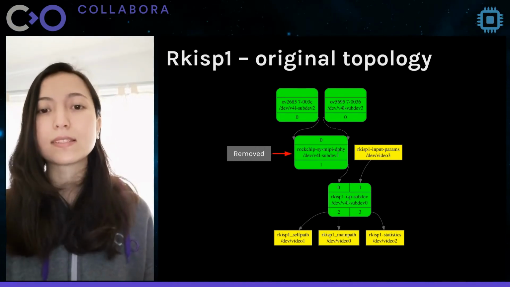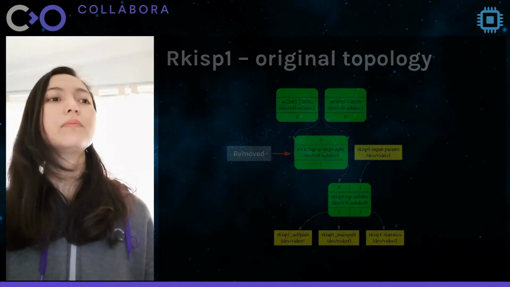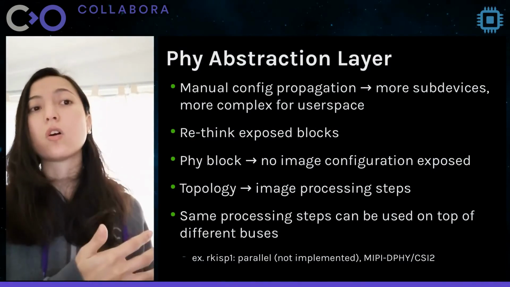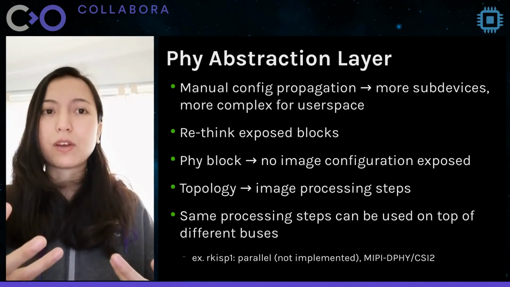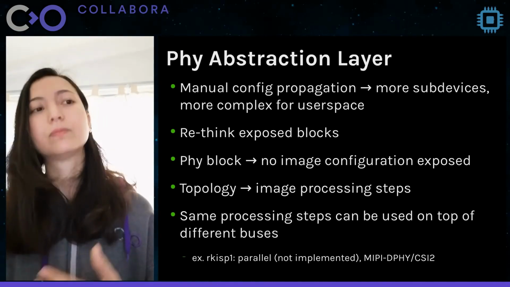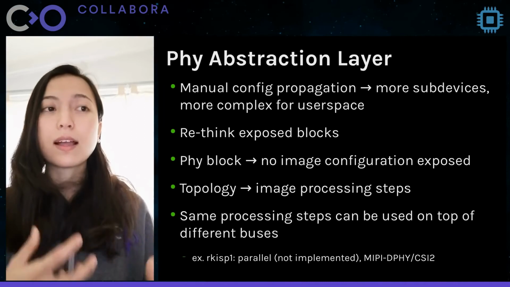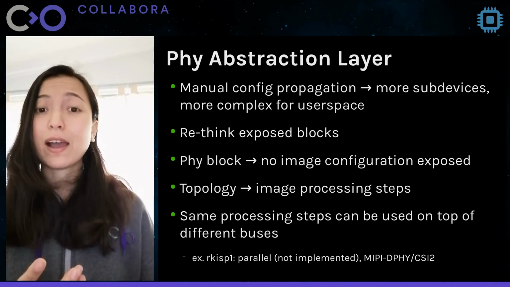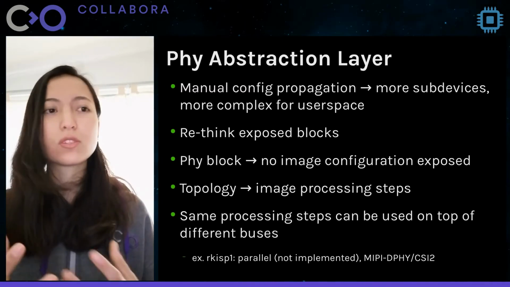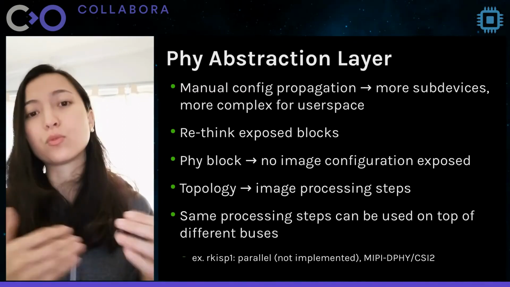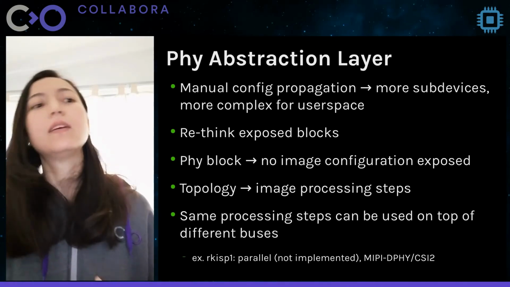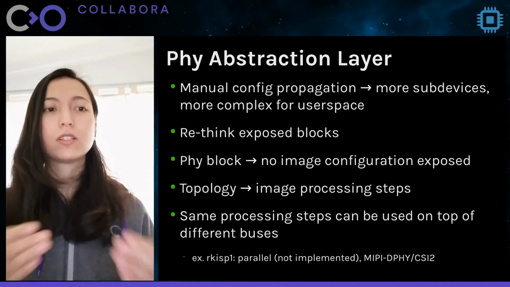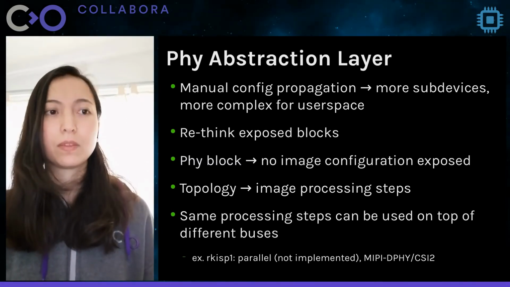So this block represents the MIPI DPHY bus, right? In the manual configuration propagation, as we saw, if we have more subdevices, more complex for user space. So we need to rethink a little bit more about which blocks we want to expose. And the file block there doesn't expose any image configuration. This just represents a connection point. Ideally, in the topology, the useful information is just the image processing steps.